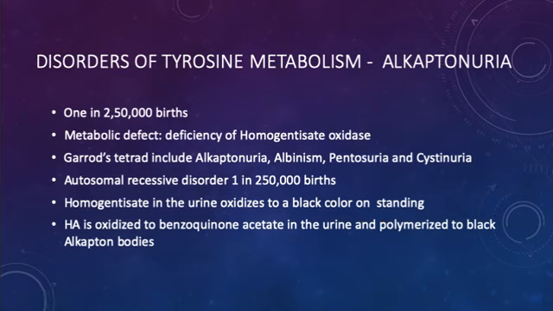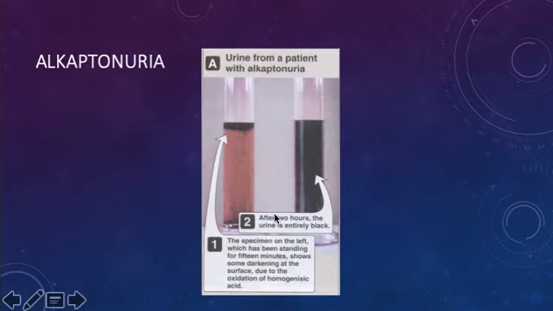It is homogentisate oxidase defect. What happens? Homogentisic acid is present in the urine. It gets oxidized to give a black color on long standing. So homogentisic acid is oxidized to give benzoquinone acetate in the urine, and this gets polymerized to give a black color, alkapton bodies.